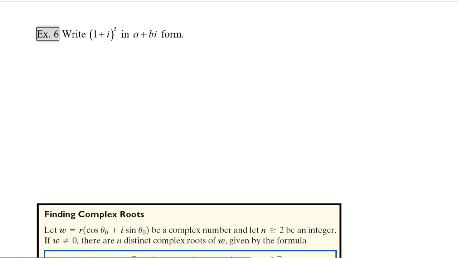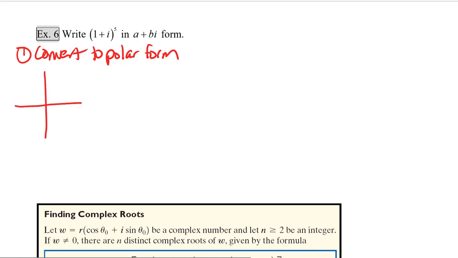If we're given a complex number in rectangular form and we want to use DeMoivre's theorem, then we have to convert it to polar form first. So I'm just going to write 1 plus i, convert to polar form. And you have to remember that if you're going to convert to polar form, we have to start with a sketch. So this means I'm going to go out 1 unit on the real axis and 1 unit on the positive imaginary axis. And there's my point.